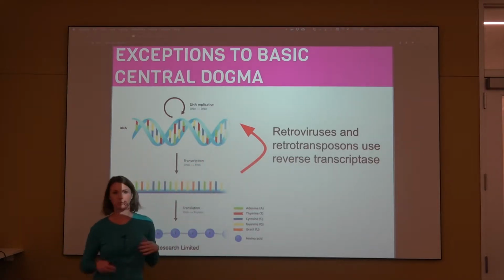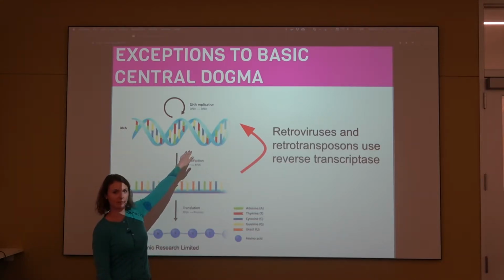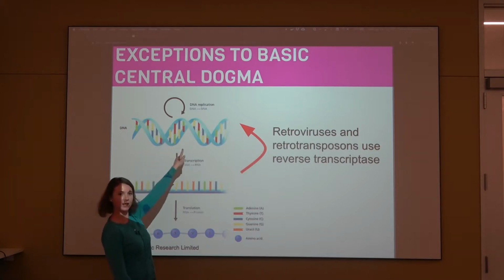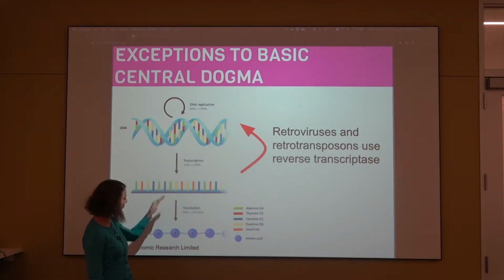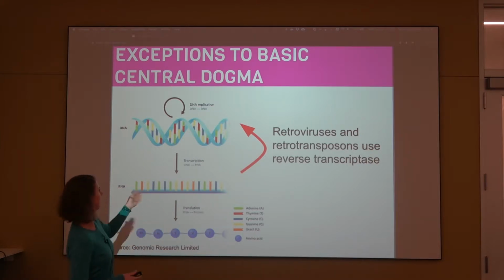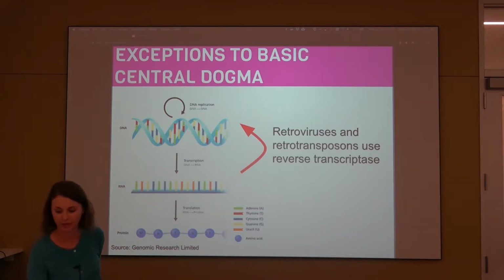They use reverse transcriptase to create a double-stranded DNA, which can then be inserted into the host genome, replicated along with the host genome, and then transcribed into RNA. And so that's one example where the central dogma does not stand, at least the directionality.